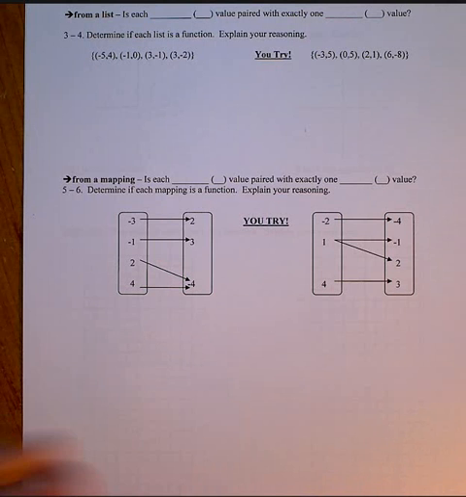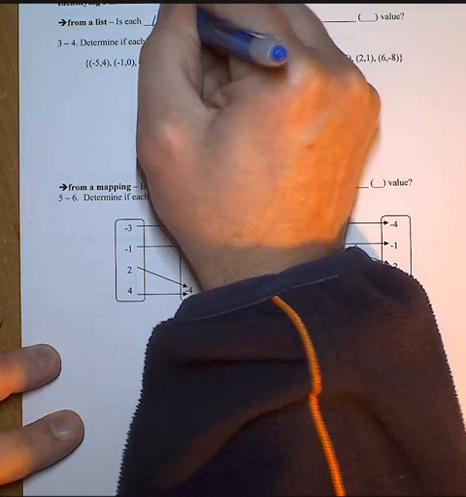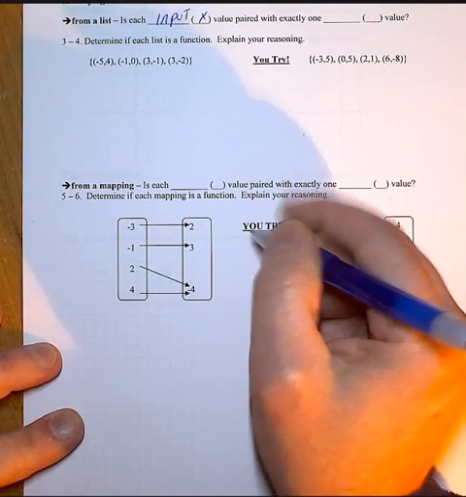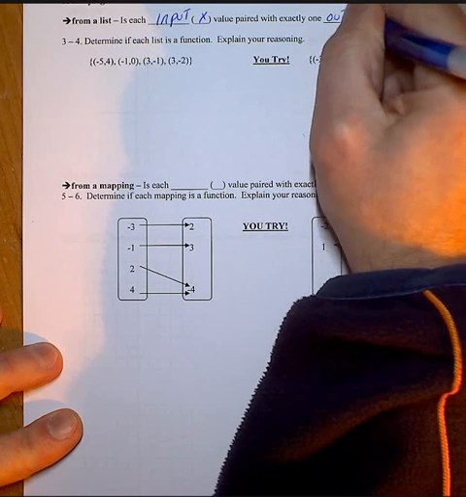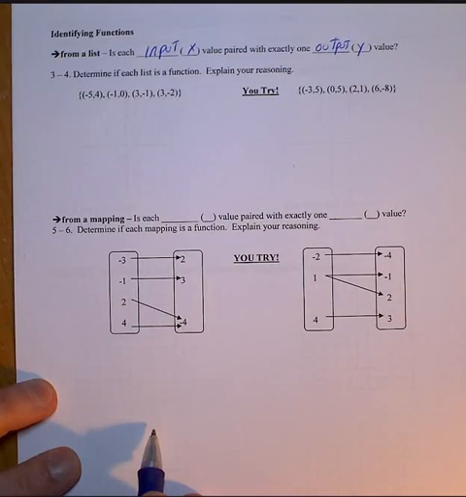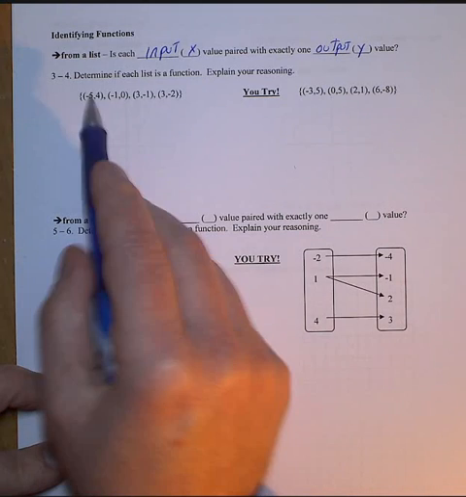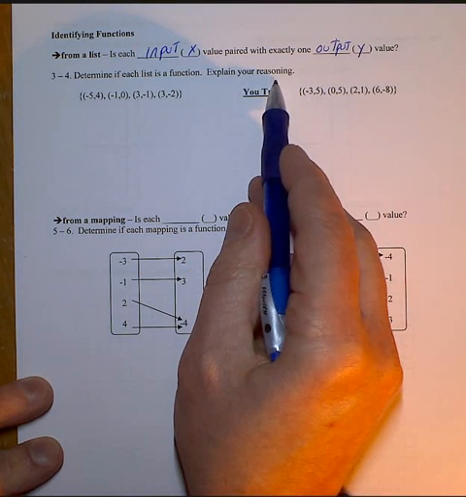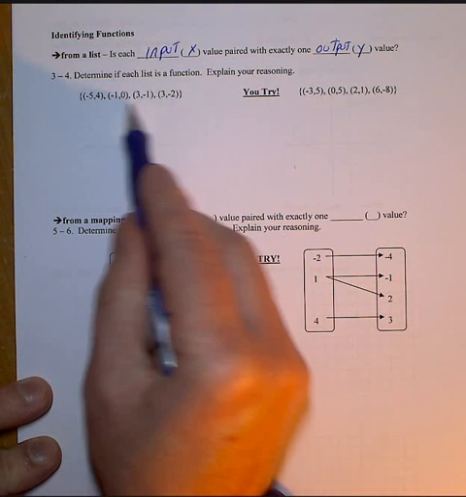So we can also identify functions from a list. So once again, is each input or x value paired with exactly one output y value? Important definition, you're going to have to know that. So determine if each list is a function. Explain your reasoning. So here's a list of ordered pairs. Is that a function?